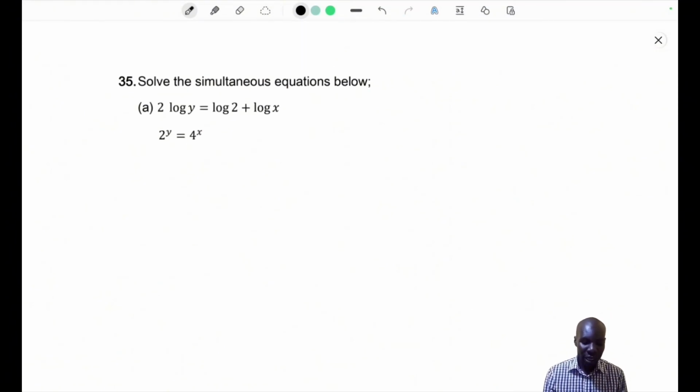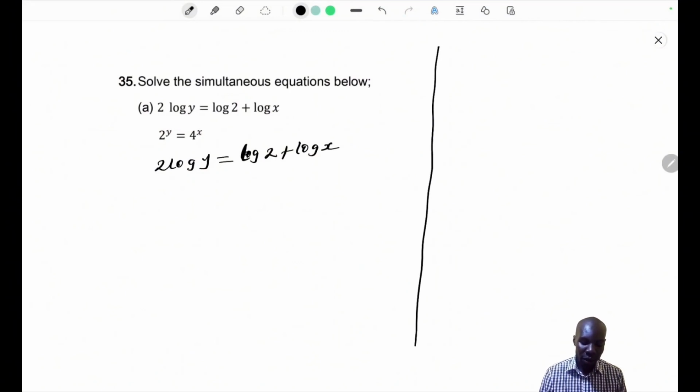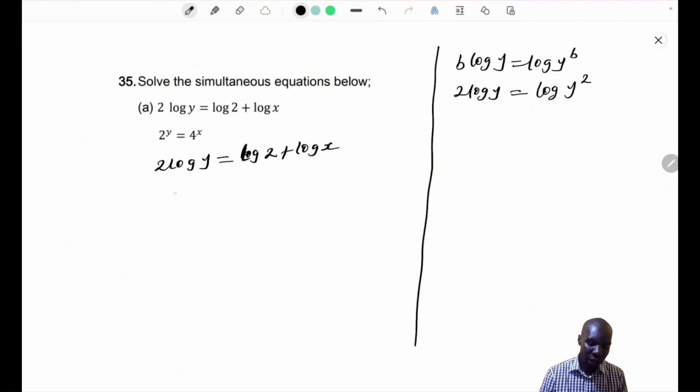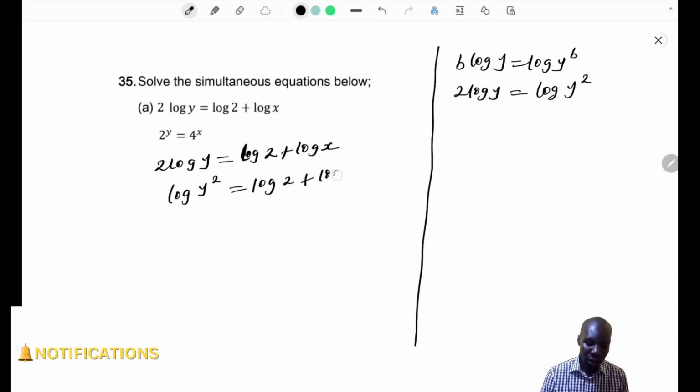Number 35. Solve the simultaneous equation below. So we are given 2 log of y is equal to log of 2 plus log of x. That is what we are given. And we know very well that if you are given b log of y, this can be written as log of y to power b. So 2 log of y can be written as log of y to power 2. So in our case here, instead of having 2 log of y, we can say this is the same as log of y to power 2 is equal to log of 2 plus log of x.